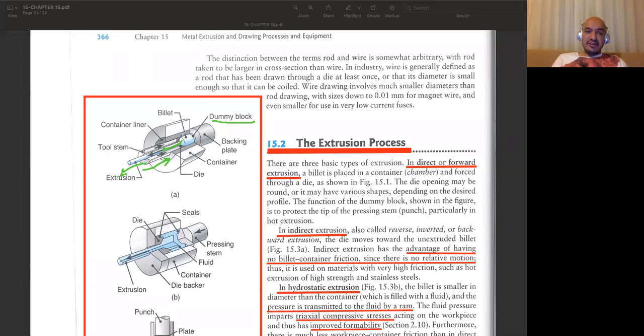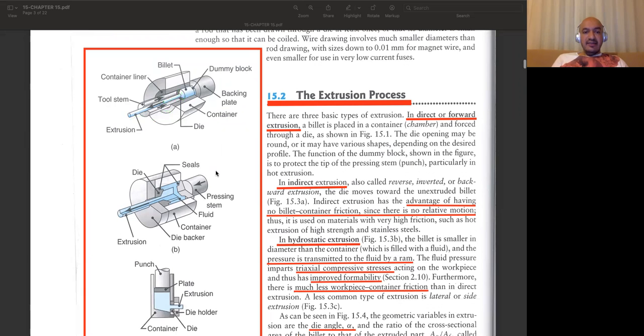The friction is only on these conical, let's say, surfaces, while we have less friction on these walls, which is in between the container and the workpiece. So that's why for a bit difficult materials, for brittle materials, indirect extrusion is used. We make use of less force to do the extrusion process.